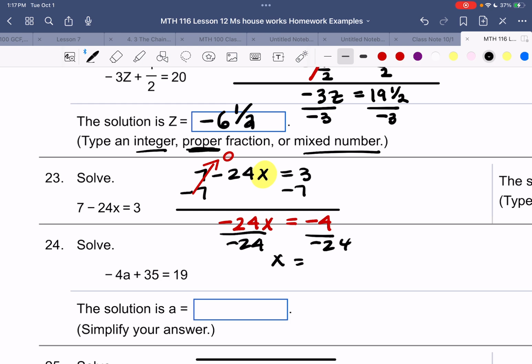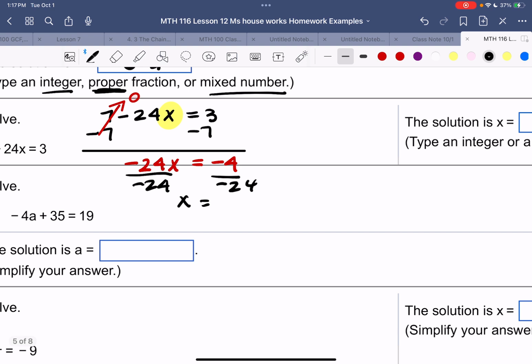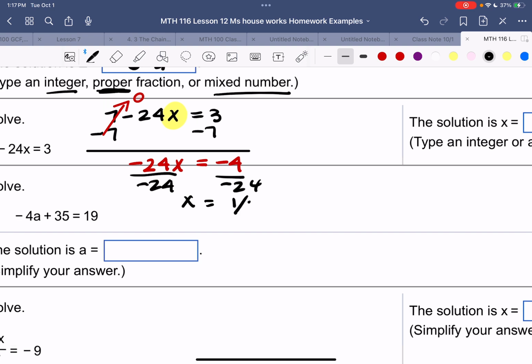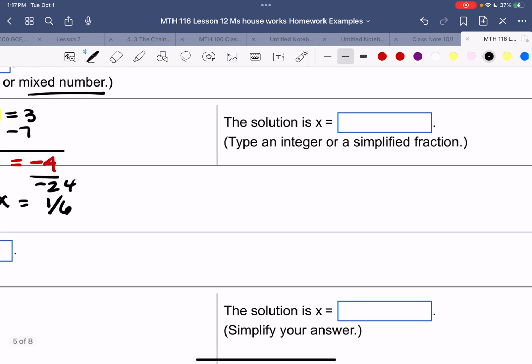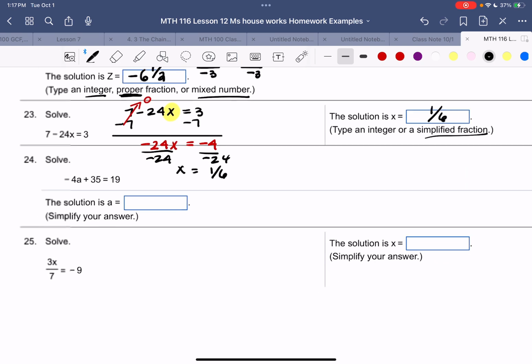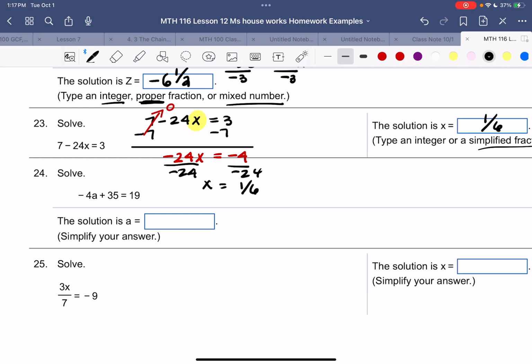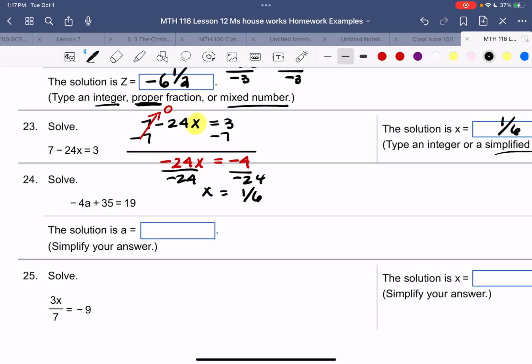X is a fraction. Negative divided by negative is a positive. That reduces to 1/6. And so simplified fraction would be 1/6 for that one. Okay, so undo the 7 first. The very last thing you want to do is whatever is right with the x. Are you being multiplied or divided? Do that last, always.